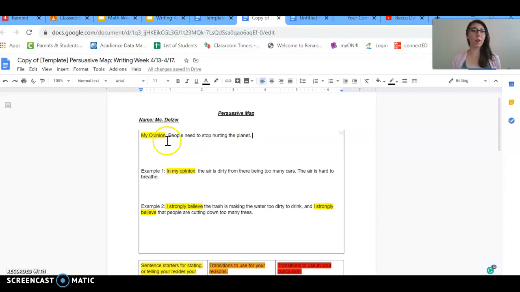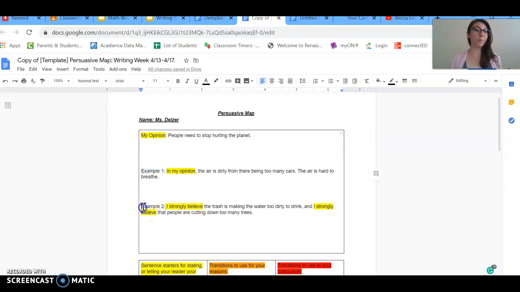Okay, you're going to start off with your opinion. Your opinion is what you think. So I think people need to stop hurting the planet. One example of why hurting the planet is bad is that, in my opinion, the air is dirty from there being too many cars. The air is hard to breathe because it is so dirty.